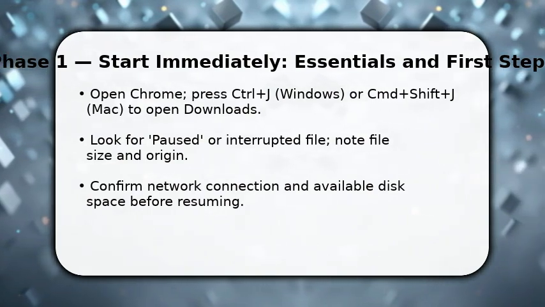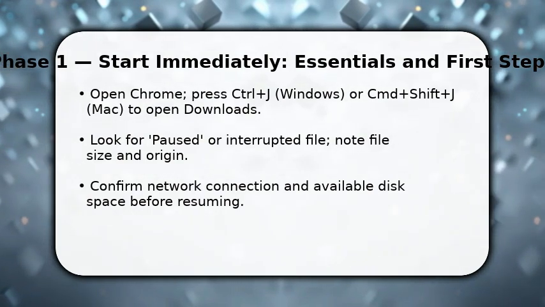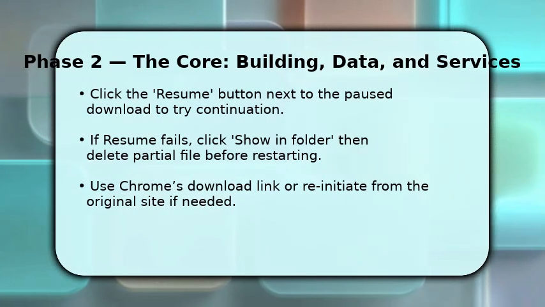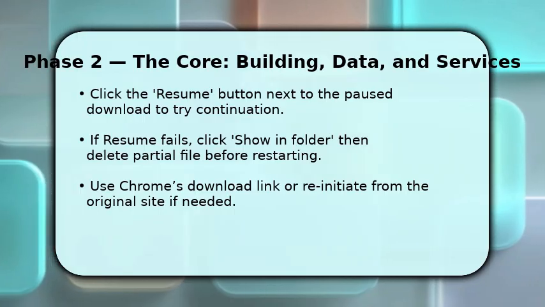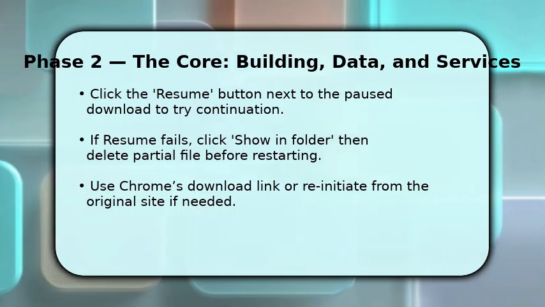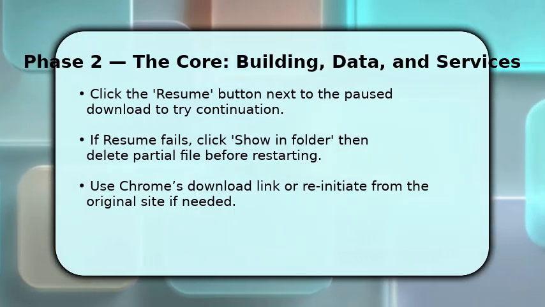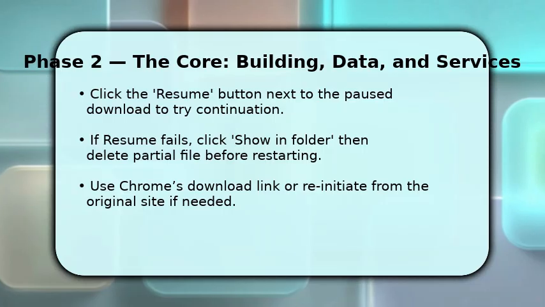Now, click the Resume button beside the paused download. This attempts to continue from the breakpoint, and Chrome will use remaining data to finish faster. If Resume fails, show the file in folder and delete that partial file, because corrupted partials block fresh downloads.